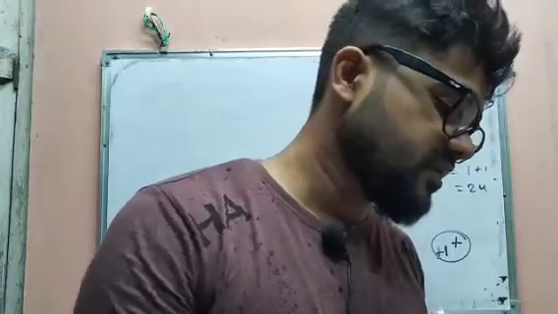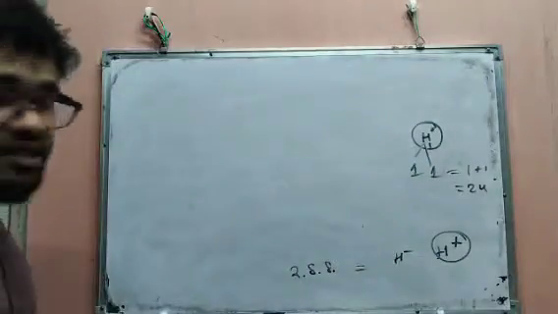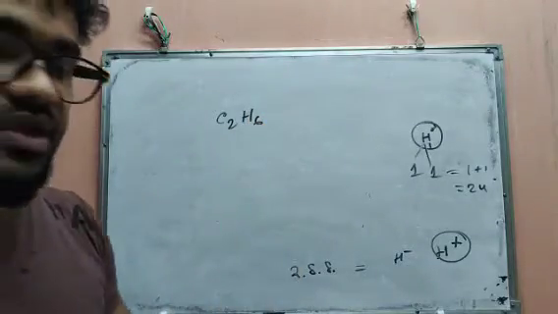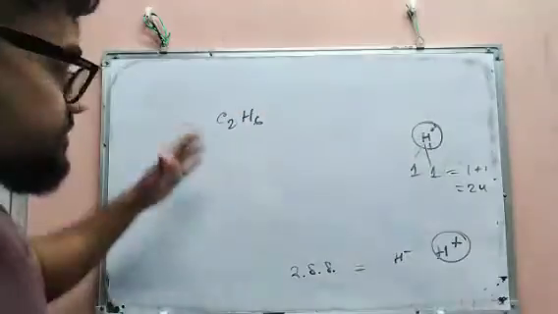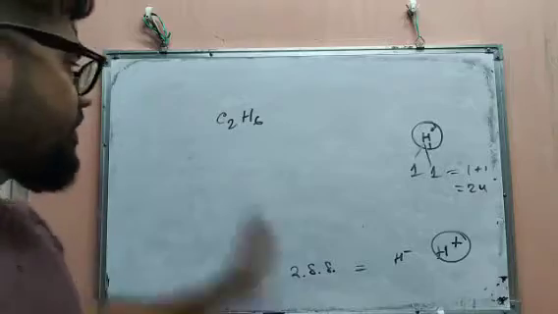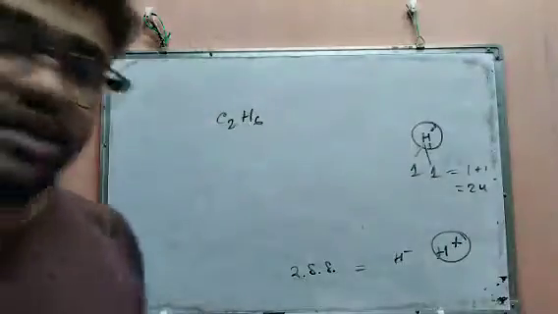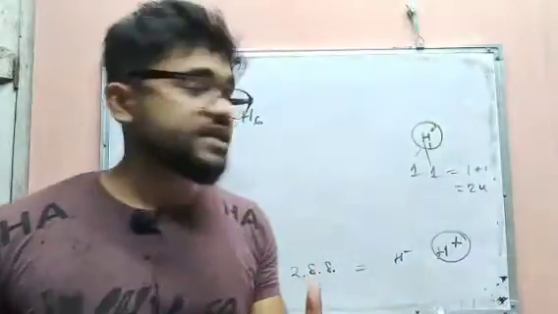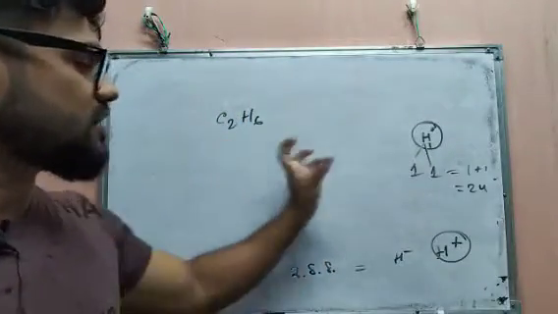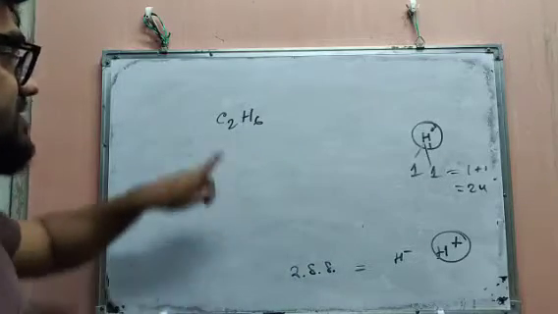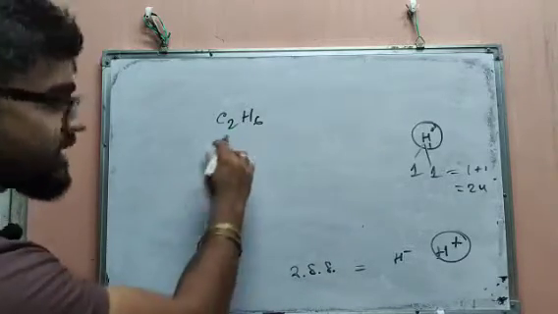Now see, suppose we are asked to find the molecular mass of the compound, say you have been given ethane. This is known as ethane. In class 10 we will learn about this. So suppose you are asked to find the molecular mass of this compound, then what do you need to do? First see carbon. How many carbons are there?